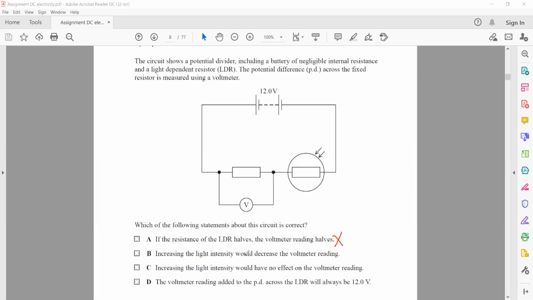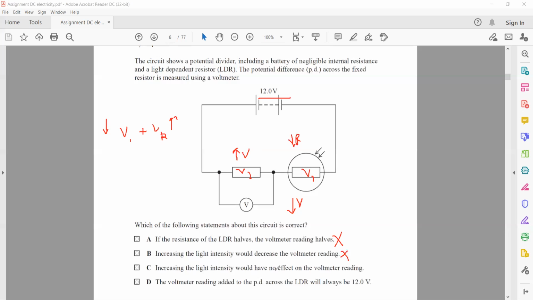Increasing the light intensity would decrease the voltmeter reading. If you increase the light intensity, the resistance of the LDR will decrease. So the voltage across the LDR will decrease in comparison. The voltage across the fixed resistor increases because it's a series circuit in which the sum of the two voltages stays the same. If I say this is V1 and this is V2, the value of V1 is decreasing, so the value of V2 should increase so that the sum remains 12. So that's not the right statement.